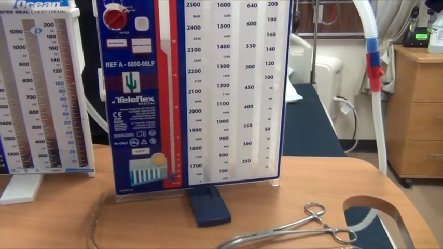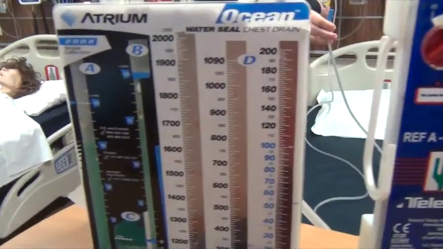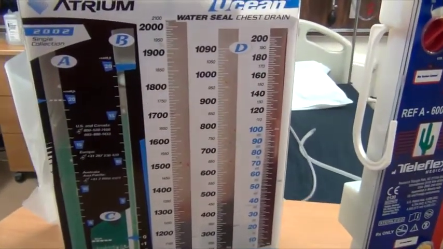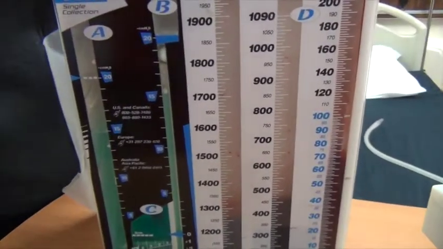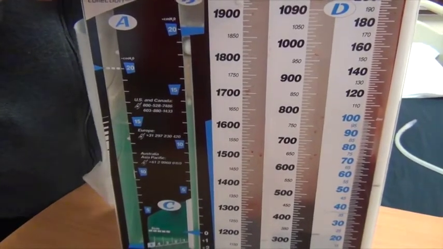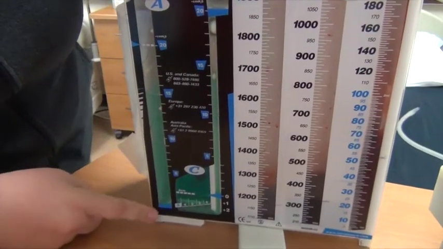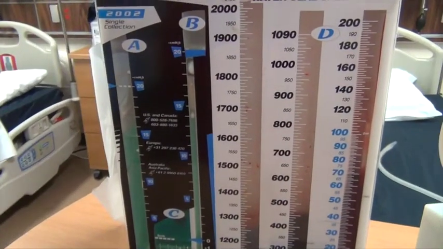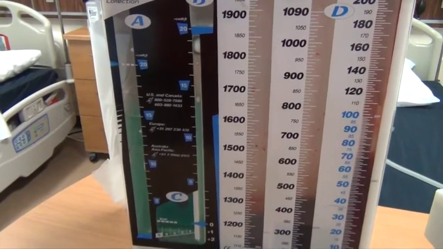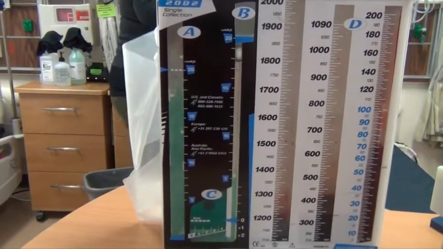For the wet system, this one you have to play with a little more. So we're going to apply the suction, and you always have suction turned to regular for this. And what you're going to be watching for is bubbling in the suction control chamber. So right now I have it off. So I'm going to turn it on.